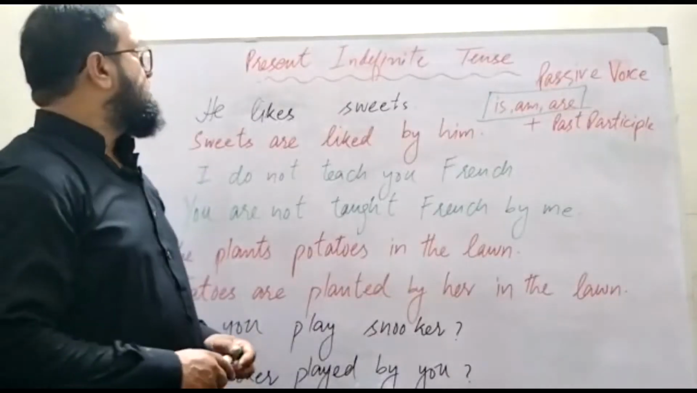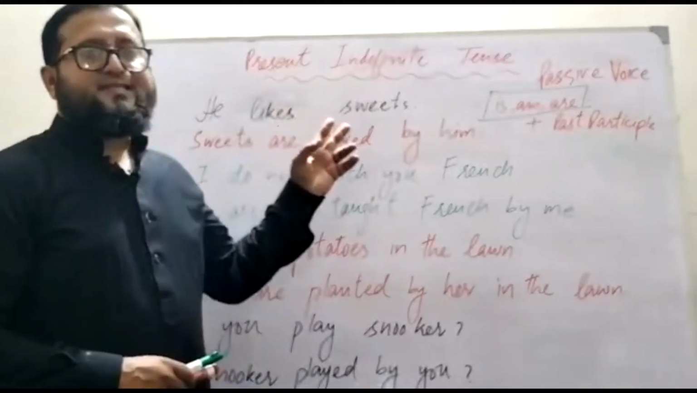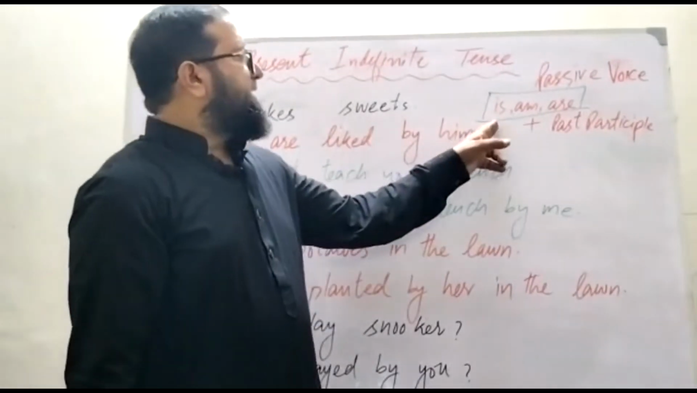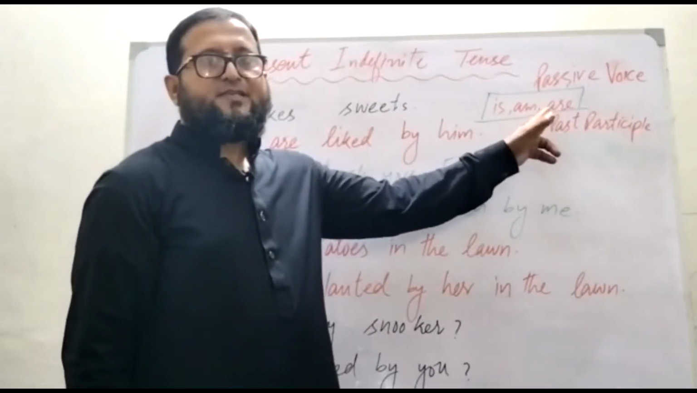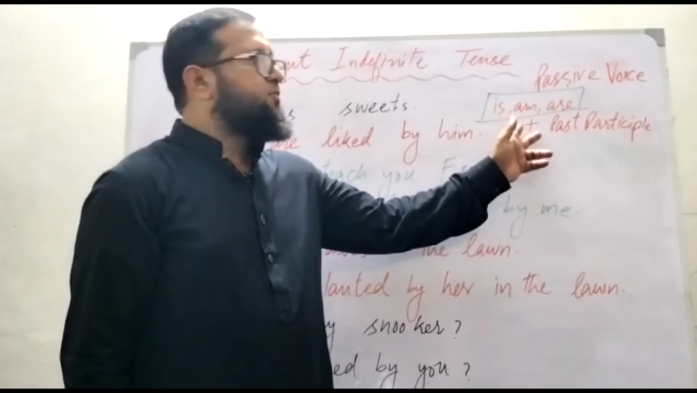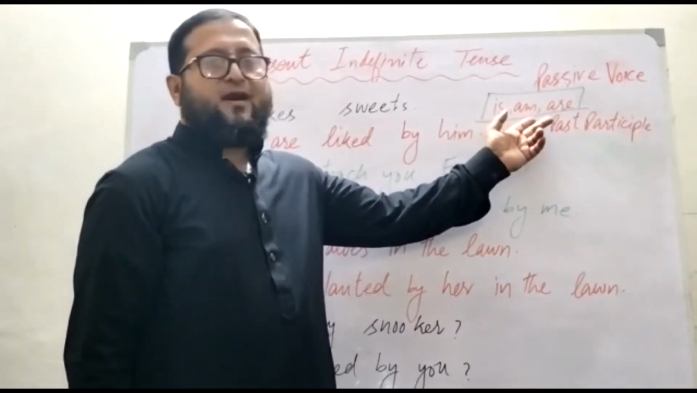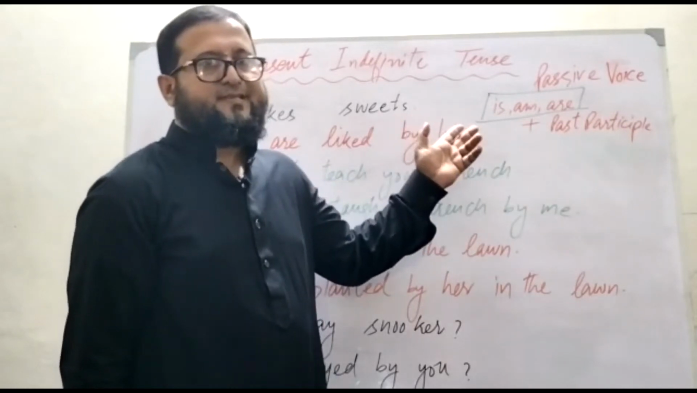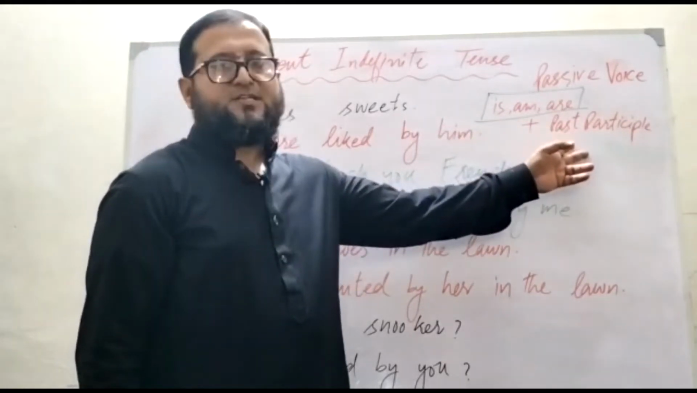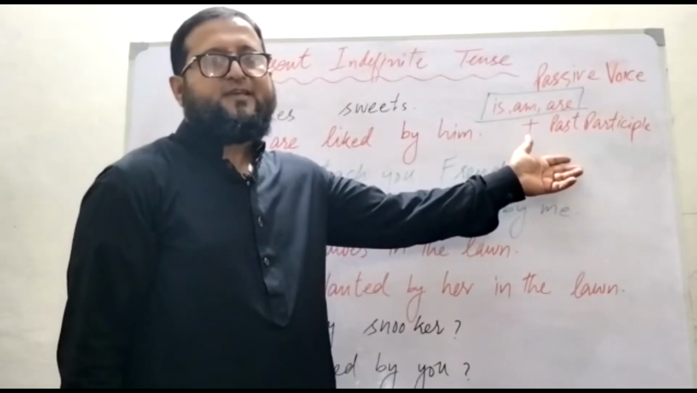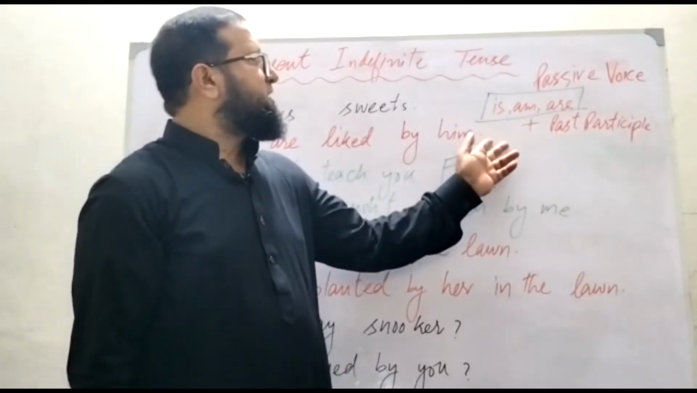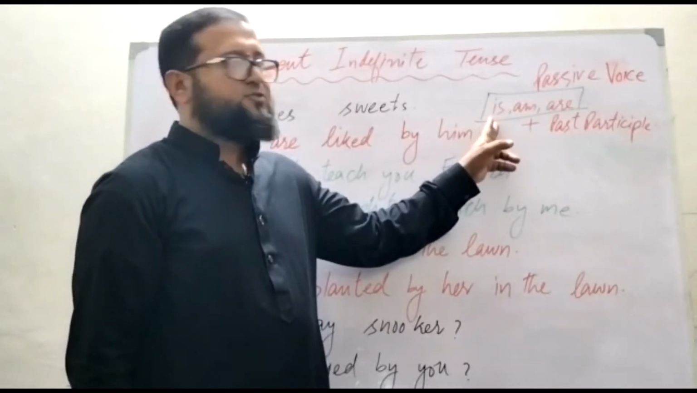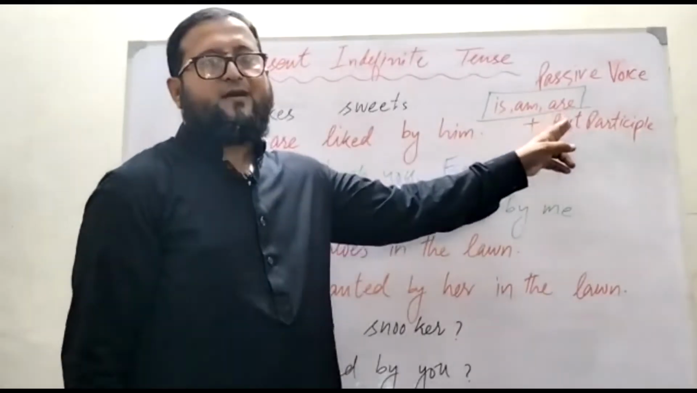Students, before we go for the examples, another important thing you must remember is that is and are are very important. Note it down and remember that is and are will be used in the passive form of present indefinite tense. And then you will add the past participle, with every sentence in every tense of passive voice. And in present indefinite, you have to make use of these auxiliaries is and are.